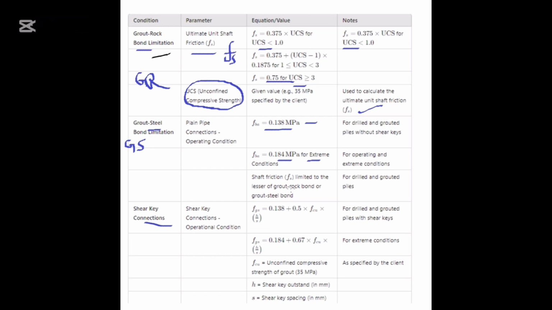Shaft friction FS is limited to the lesser of grout rock bond or grout steel bond for drilled and grouted piles only. And for shear key connections, the operational condition is 0.138, 0.5 FCU times H by S, where H is the shear key outstand, S is the spacing, and FCU is the unconfined compressive strength. It's not 35, it's 17 minimum as per APR, or as specified by the client.